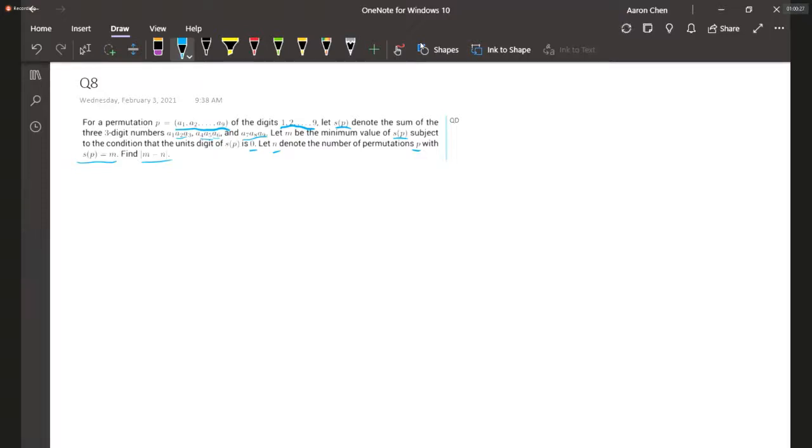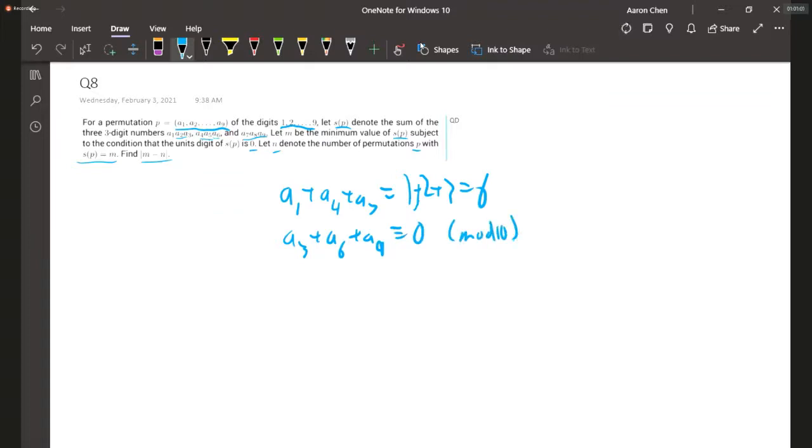So first of all, in order to minimize S(P), the first thing we should do is let A1 plus A4 plus A7 be equal to 1 plus 2 plus 3, or 6. And now we have that A3 plus A6 plus A9 is congruent to 0 mod 10. And you can see that 30 and 0 are both impossible. So this is either 10 or 20.